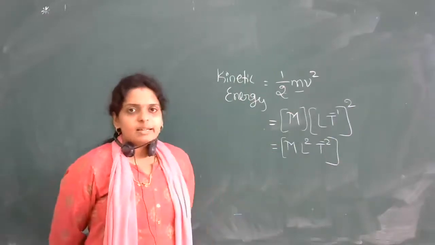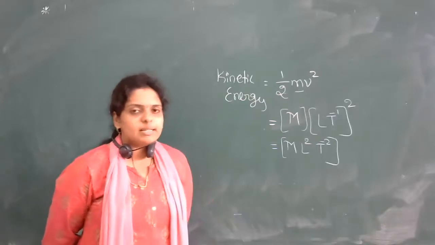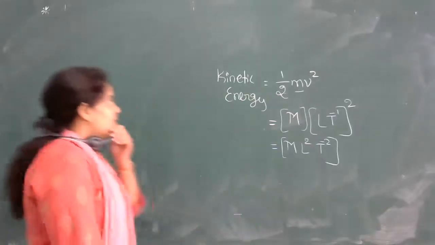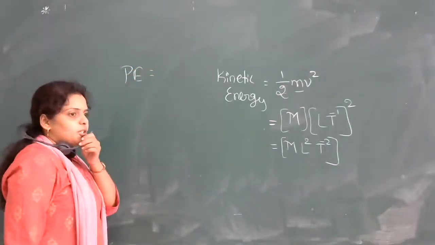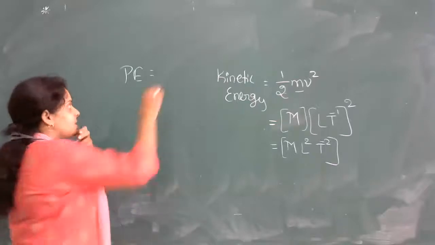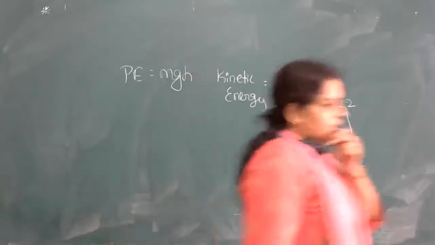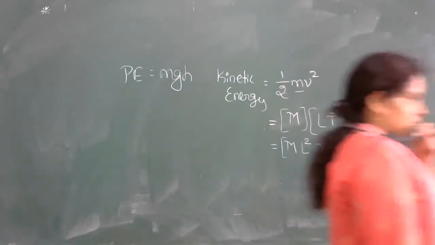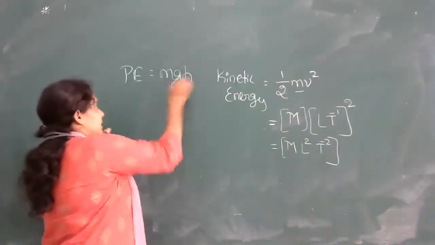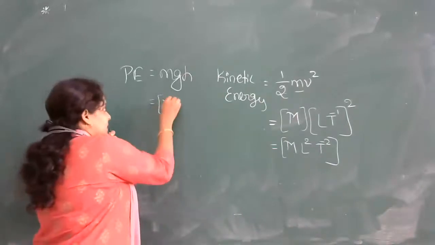So for your understanding, I'll take potential energy also. For potential energy also, let us write the dimensional formula. What is potential energy equal to? The formula is mgh. I hope in your ninth standard you have studied this, the expression for kinetic energy and the expression for potential energy. So it is mgh, which is equal to, this m I'll write as it is.